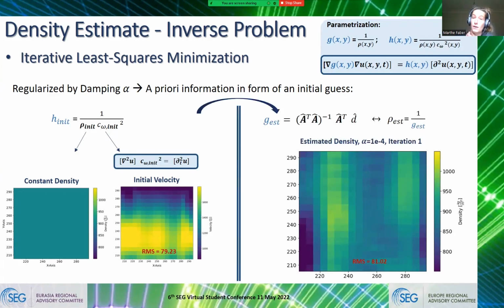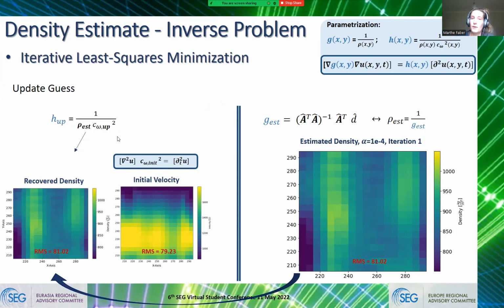Then we invert for our parameter G, which contains our density information, following the least squares minimization expression of the problem. And this gives us a first estimate of the density, where we can already see that general structural trends are quite well recognized, but there's still a lot of room for improvement. So we want to update our initial guess of this parameter.